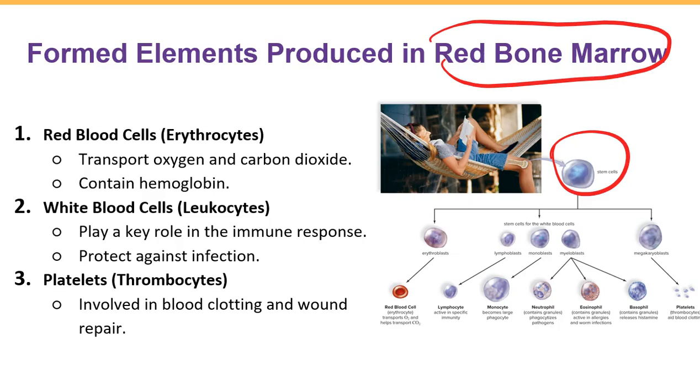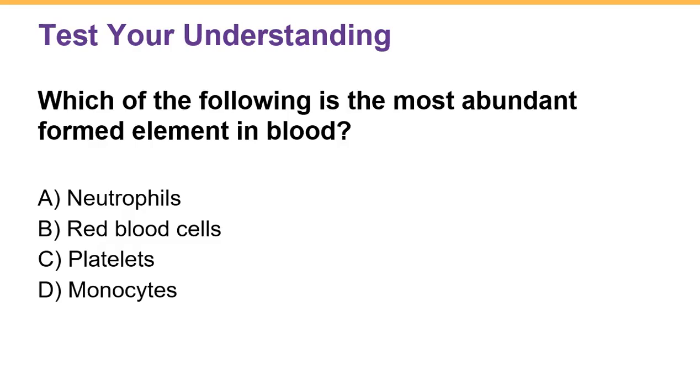Okay, so hopefully you learned about the structure and features of all types of white blood cells and their function. Now let's test your understanding. Please, let's read this question together and find the best answer. Which of the following is the most abundant formed element in blood?